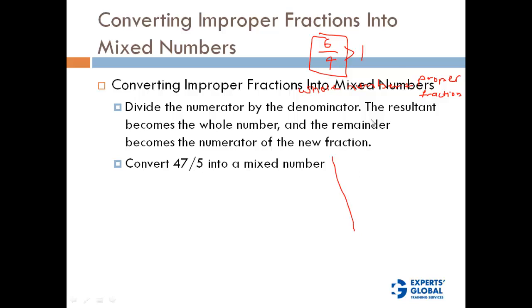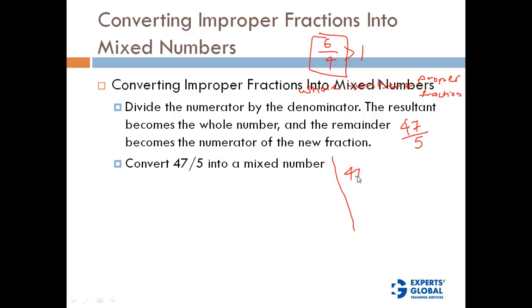Okay, so 47 by 5 is an improper fraction, right? Why? Because the numerator 47 is greater than the denominator. 47 by 5. Okay, so what does this say? The first step is to divide the numerator by the denominator. So let's divide 47 by 5.